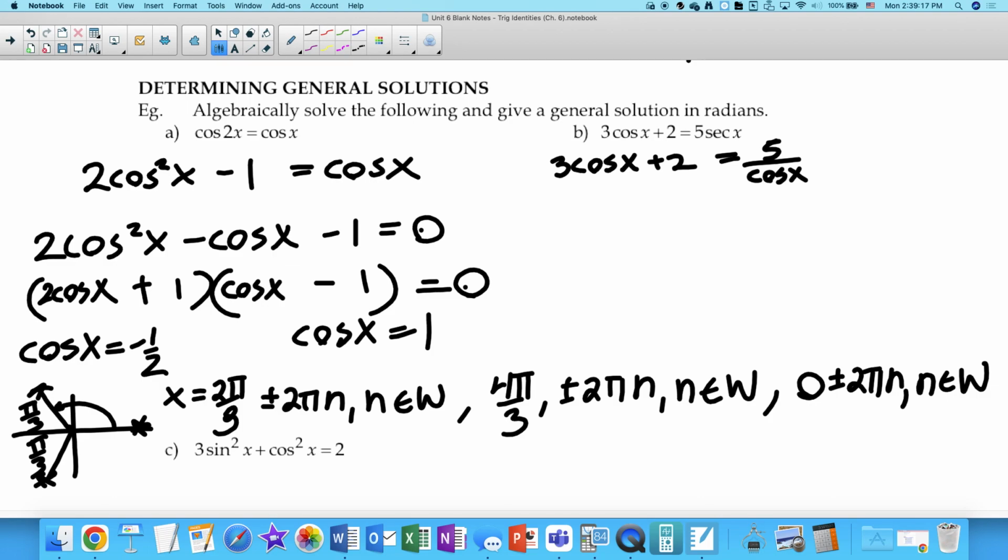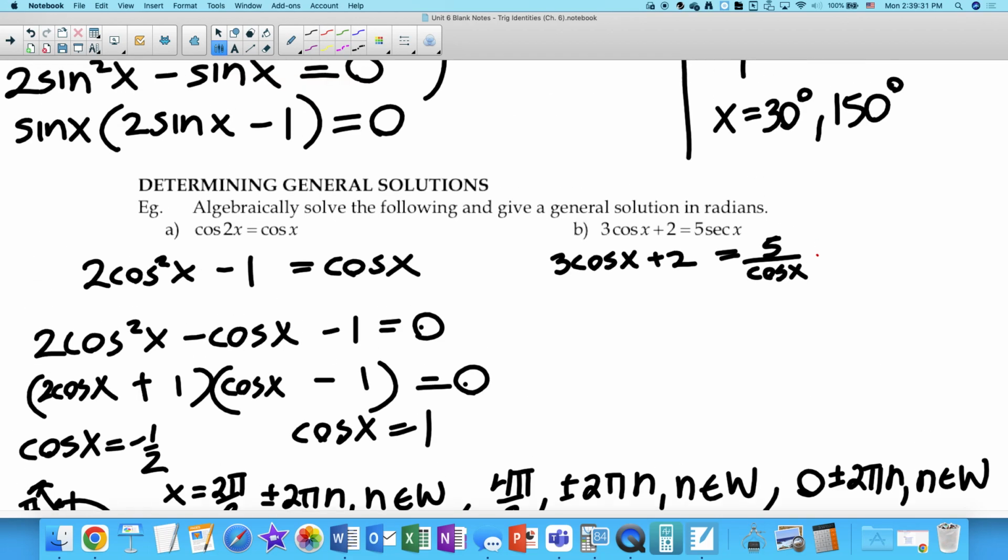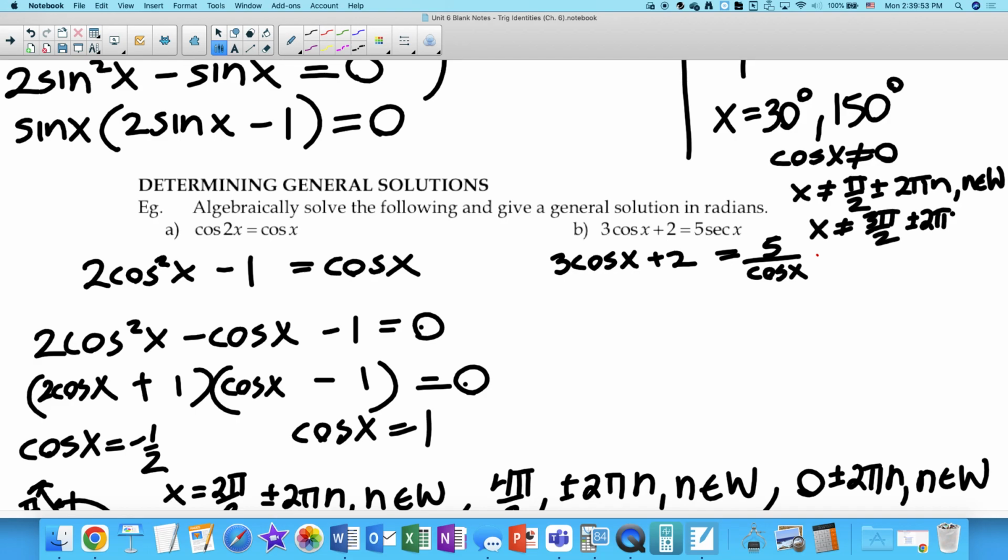Yes, but first, before we multiply by cos x on both sides, non-permissibles. So the non-permissibles here have to be general as well, right? So cos x cannot equal 0. So x cannot equal pi over 2 plus or minus 2 pi n, or x cannot equal 3 pi by 2 plus or minus 2 pi n. n is an element of the whole numbers.